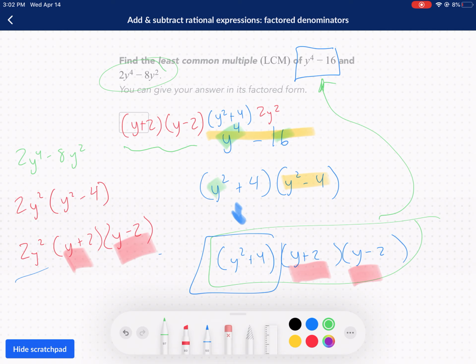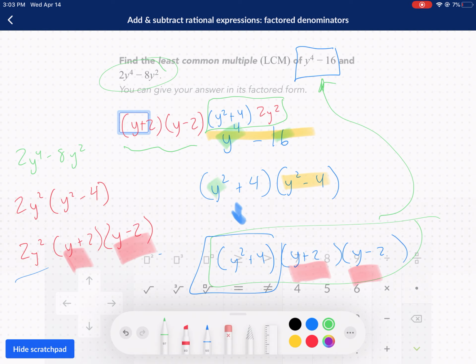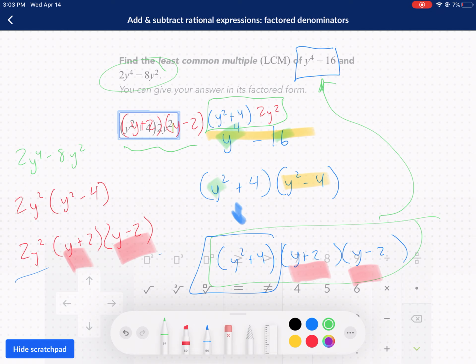So we need to put our common factors there, y plus 2, y minus 2. And then we have to put the unique factors there also. So we have to put y squared plus 4 and then times 2y squared. So this is going to be a big one. You can give your answer in its factored form. I'm going to put the unique ones first, y squared plus 4 in parentheses, and then times 2y squared. And actually, I might not need our common ones because they're in both. I don't think we need to have that.